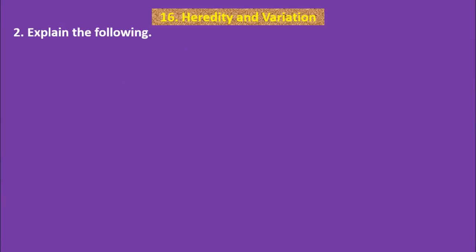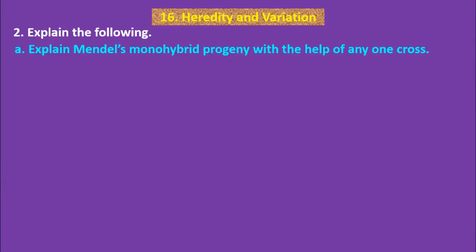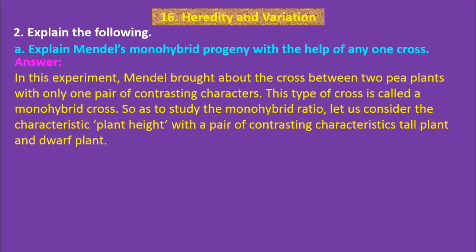Question number 2. Explain the following. A. Explain Mendel's monohybrid progeny with the help of any one cross. Answer. In this experiment, Mendel brought about the cross between two pea plants with only one pair of contrasting characters. This type of cross is called a monohybrid cross.